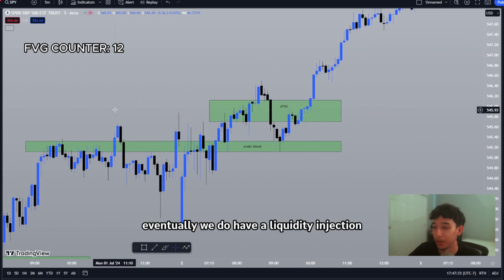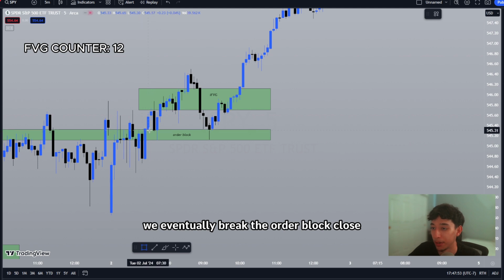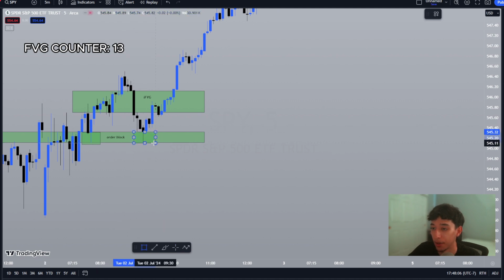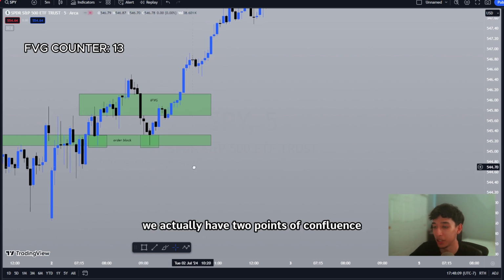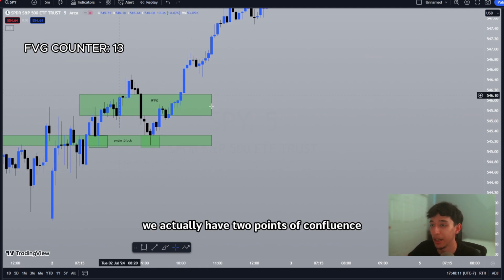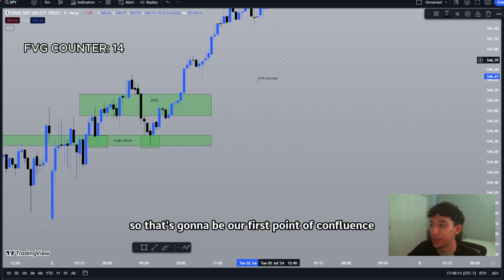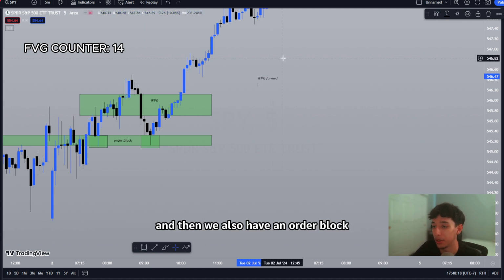Eventually, we do have a liquidity injection. We eventually break the order block, close, and then we start bouncing off of it right here. And then we come into the order block once again after creating our inverse fair value gap. So in this case, we actually have 2 points of confluence. We have an inverse fair value gap formed. So that's going to be our first point of confluence. And then we also have an order block, a bullish order block respected.